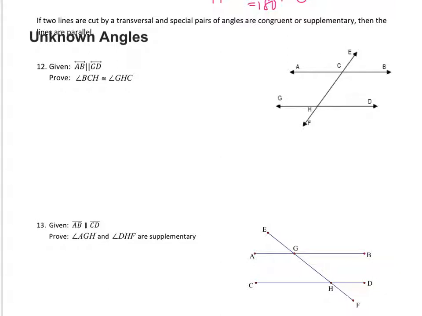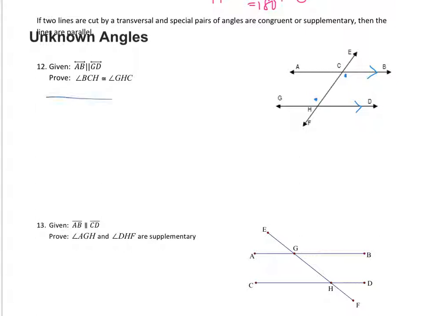Given that line AB is parallel to line GD, prove that angle BCH is congruent to angle GHC. So we know AB is parallel to GD. And our goal is to find the angle BCH, I'm going to put a little dot there, that's what we want to find, is congruent to angle GHC. And again, a little dot. We want to show that those are congruent.